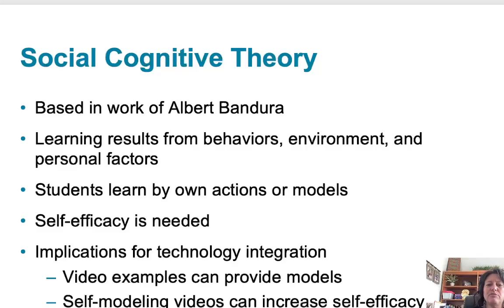And it says that learning results from behaviors and environment and personal factors, and students can learn either by their own action or by watching models. And self-efficacy here is key. They have to believe that they can accomplish tasks. And so what does this mean for technology?